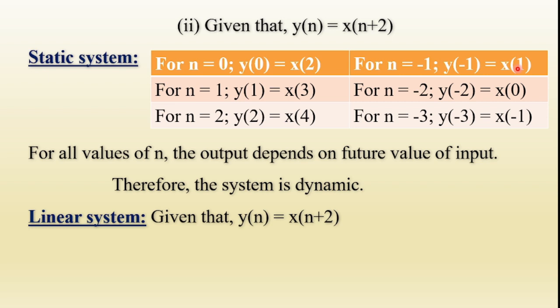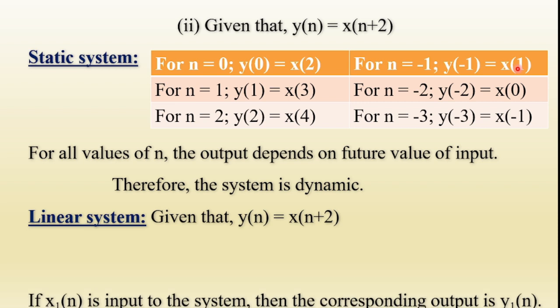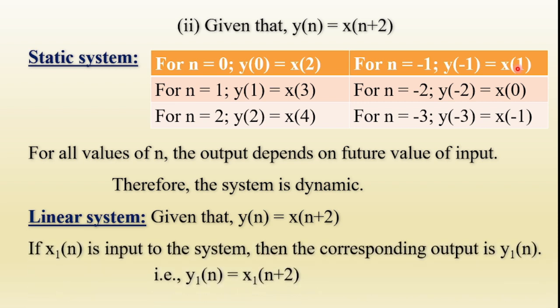Now here the discrete signal is there. In discrete case, the transformation of a x1 of n plus b x2 of n is equal to a y1 of n plus b y2 of n. If that condition is satisfied, the given system is linear system, otherwise non-linear system. If x1 of n is an input to the system, then the corresponding output is y1 of n. So y1 of n is equal to x1 of n plus 2.